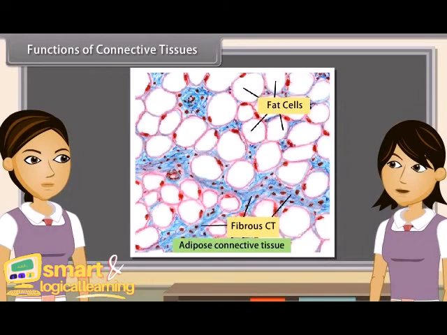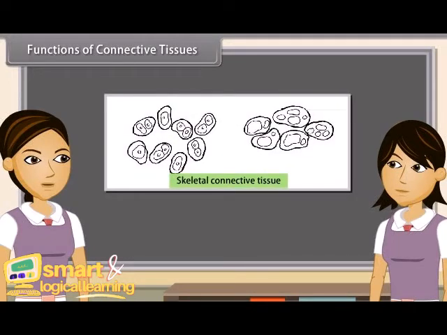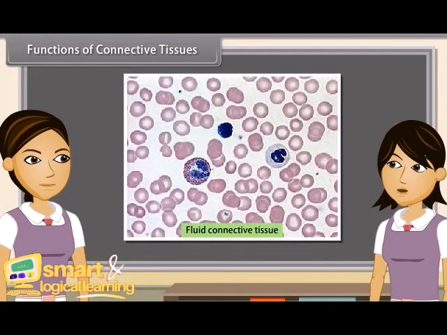Adipose connective tissue stores fat, gives shape to limbs and the body, keeps the visceral organs in proper position, acts as shock-absorbing cushions around kidneys and eyeballs, and also acts as an insulator. Skeletal connective tissue forms the endoskeleton, provides flexibility and support to the body parts, protects vital organs, and stores calcium and phosphate. Fluid connective tissue transports nutrients, hormones and vitamins to the tissues of the whole body, and excretory products from the tissues to the liver and kidney.